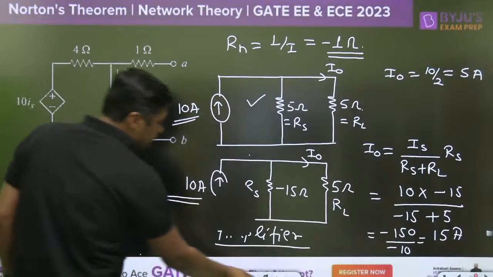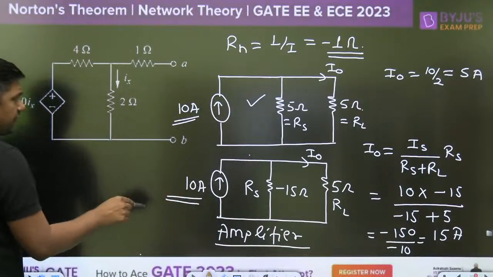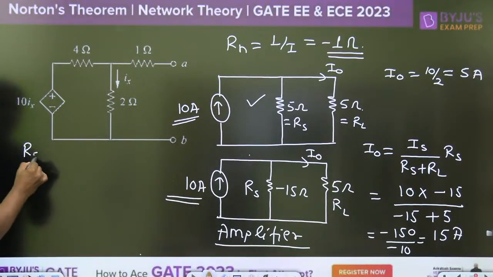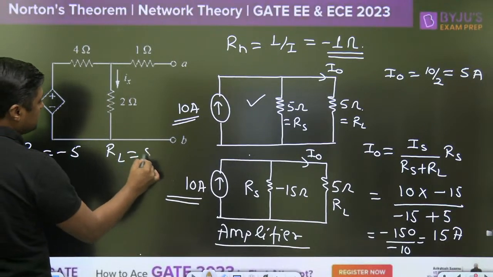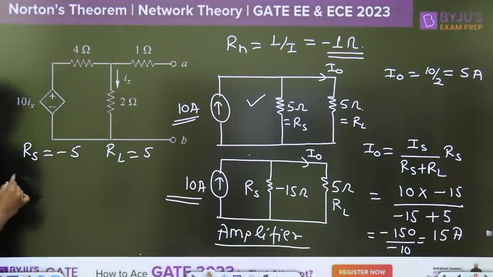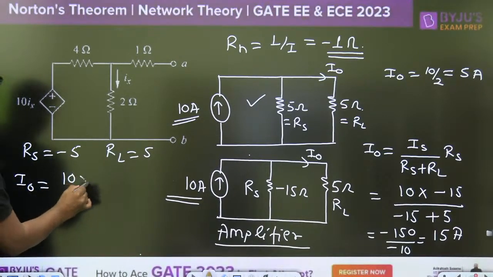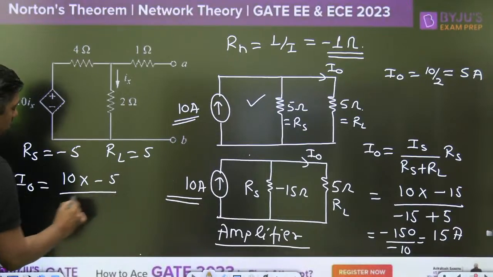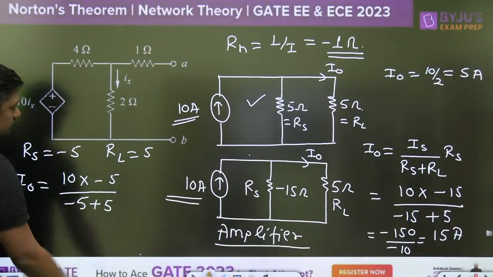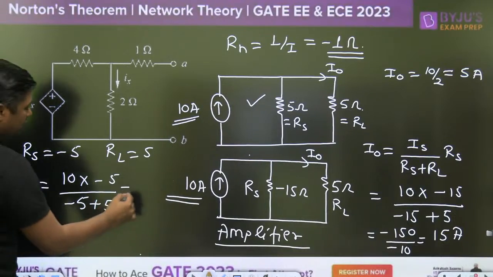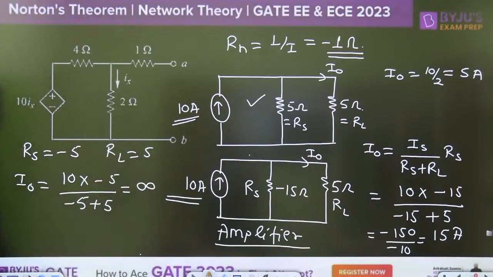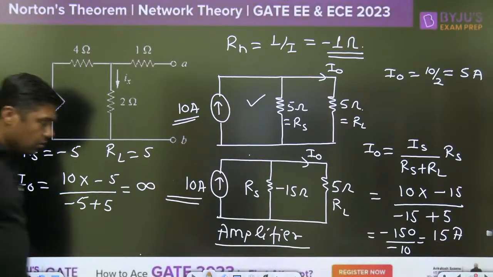Now watch this. If in this case RS is exactly minus 5 or RL is 5, then tell me what will be the output current, everyone. Then I naught will become 10 into RS minus 5 upon minus 5 plus 5. Minus 5 plus 5, then that is what? Infinite. That is what? Infinite. Right? Because that is the cancel out, it will become 0.